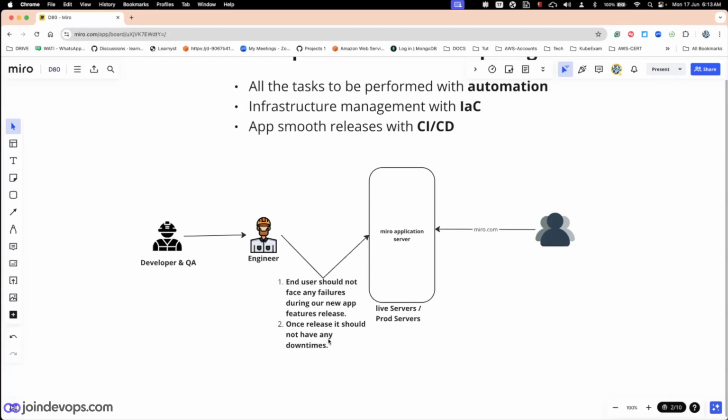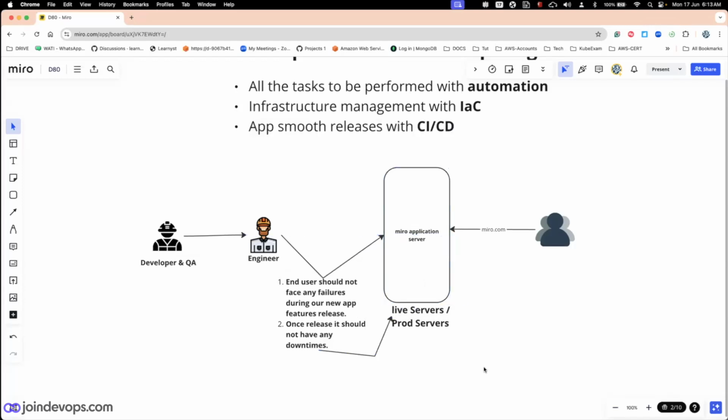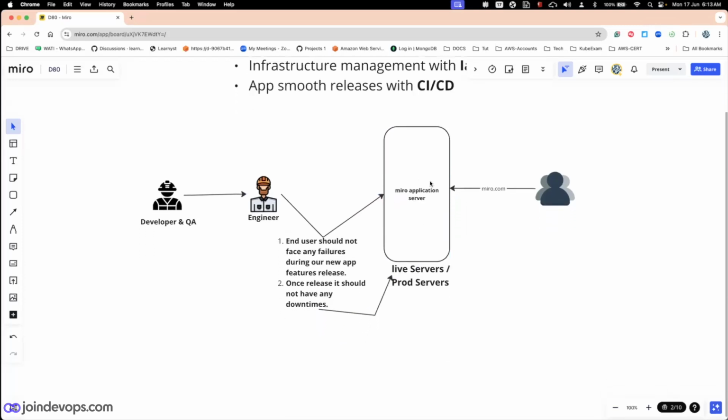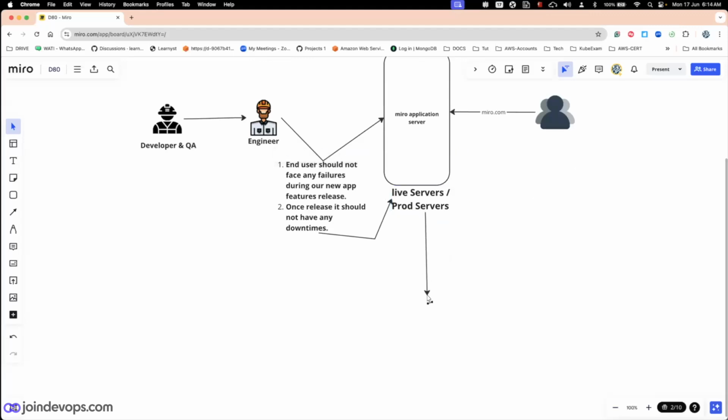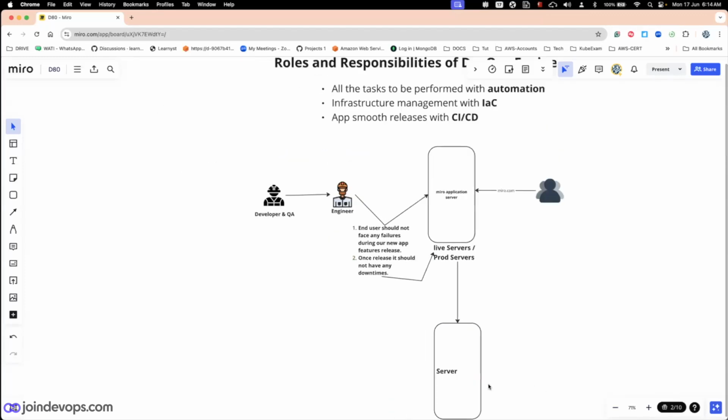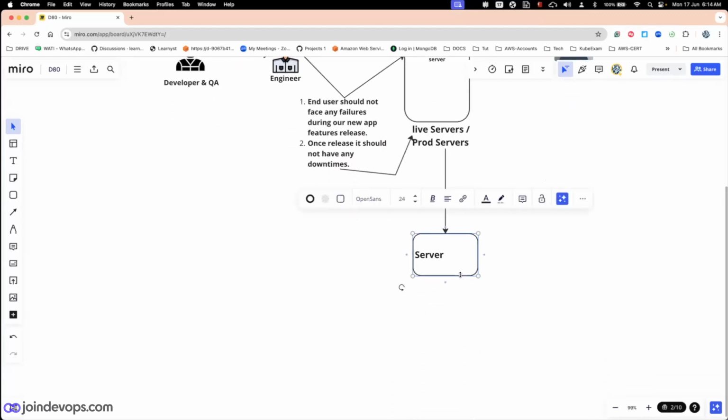Now, these two roles and responsibilities, at the end of the day, deal with your servers. We're talking about some servers here. So this is important. End of the day, it is pointing to these. That means, to start with, our application is going to run on servers, and that's where we need to know something about servers. So servers is what we wanted to start our understanding with.